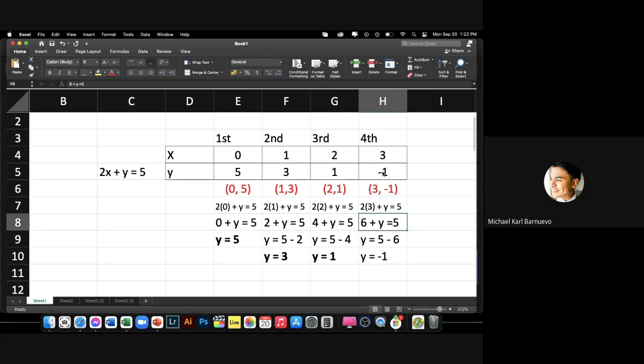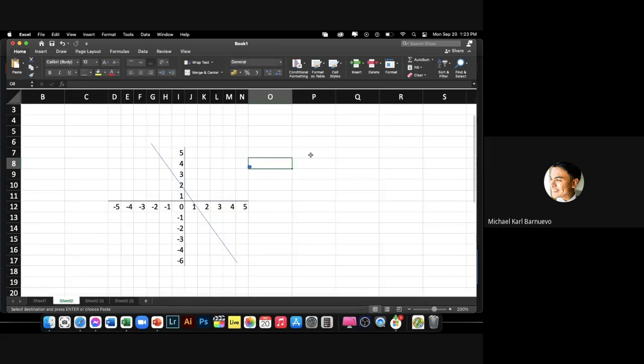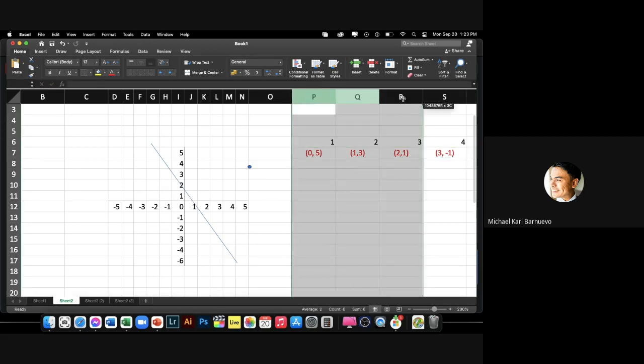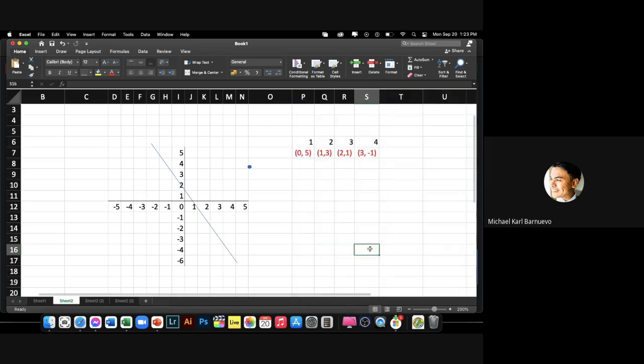Okay. Itong apat, this is something we will now plot in our Cartesian plane. So let me just copy. So here is our first Cartesian plane. And here are the coordinates. This is coordinate 1, 2, 3, and 4. Again, our task is to identify the line. Okay? Remove muna natin yan. So first, let's try to plot itong 0, 5.